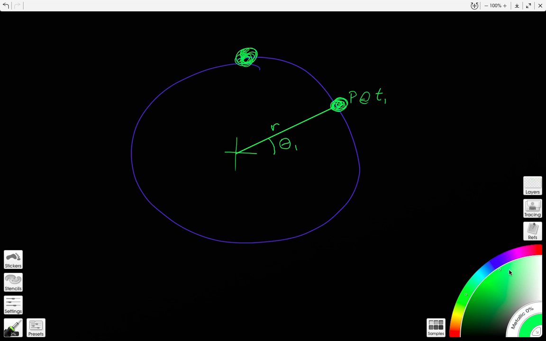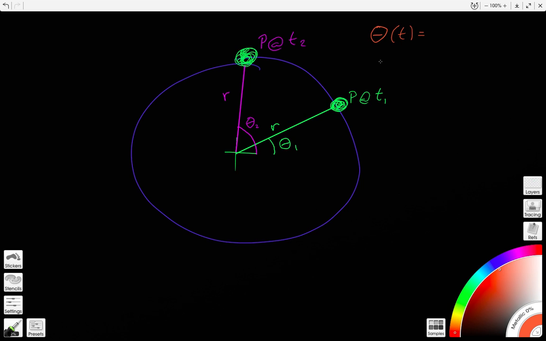Now, at time 2, the particle has this distance from my origin, which should be the same as this one. It's not because of my drawing, but if it was a nice circle, it would be the same distance. And the position is this angle right here, theta 2. So remember, this is position. Position depends on time.